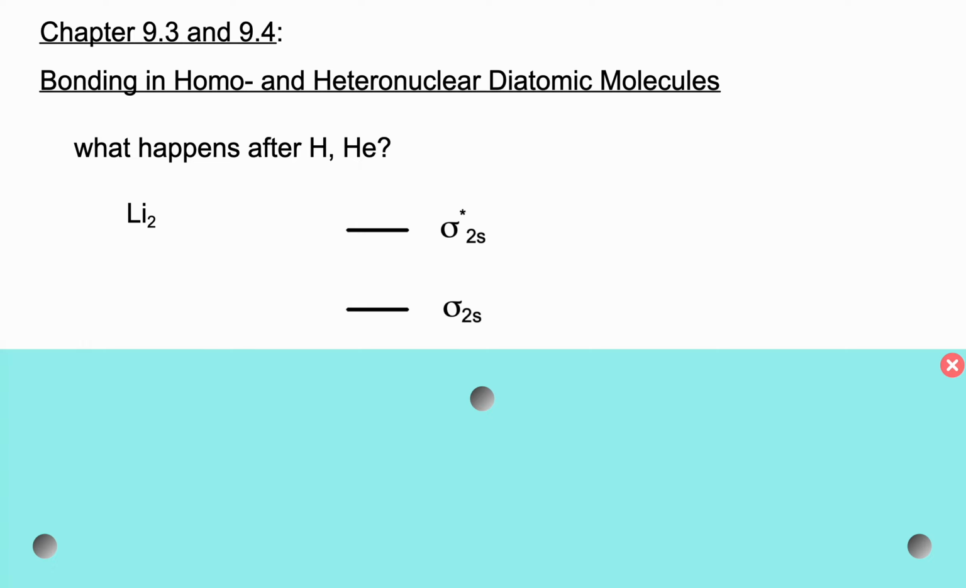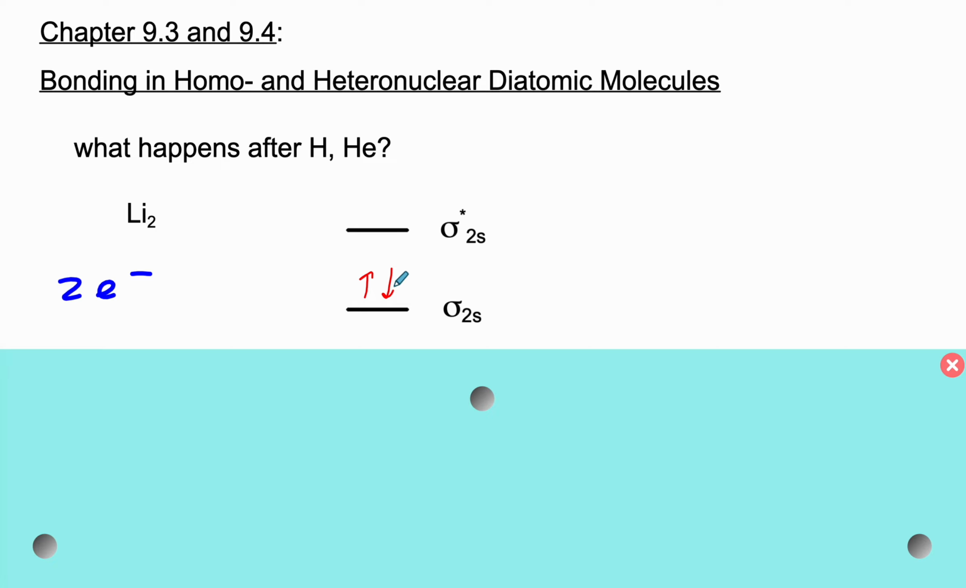Now, we know that the hypothetical molecule dilithium would have two valence electrons. So we can place both of those valence electrons in the lower energy sigma 2s bonding molecular orbital. Now this molecular orbital is going to be very similar to the one formed by the positive overlap of the 1s orbitals in dihydrogen. It just uses 2s orbitals instead because those are the valence orbitals.